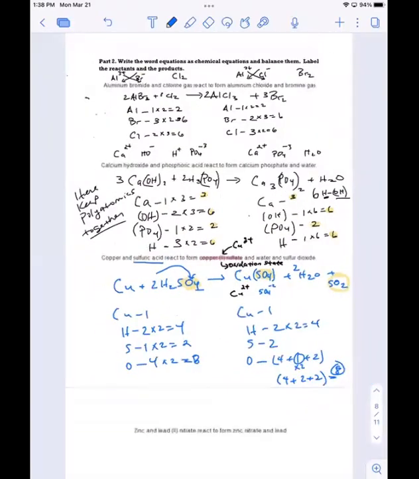Sometimes when you see those odd numbers, initially it makes you want to jump to use a fraction or something like that. But in this case, you didn't have to do that, right? Is everything balanced now? That's the question. So 8 and 8, 2 sulfurs, 4 hydrogens, and then 1 copper. Is that right?